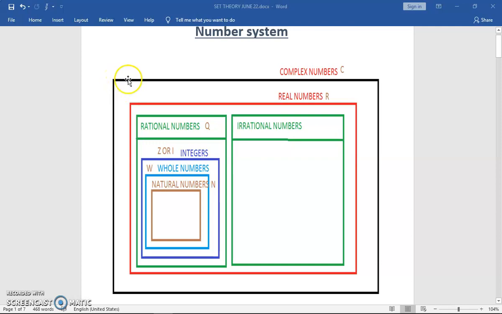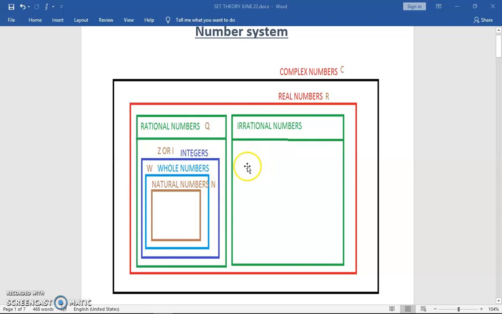The larger set here is a black one, which represents the complex numbers, which is the largest set in the number system. Inside the complex numbers, we have a red rectangle which represents the real numbers. Inside the real number system, we have two sets represented in green: one is rational numbers and another is irrational numbers. Under the rational numbers, we have integers. Inside the integers, we have whole numbers, and inside the whole numbers, we have natural numbers.